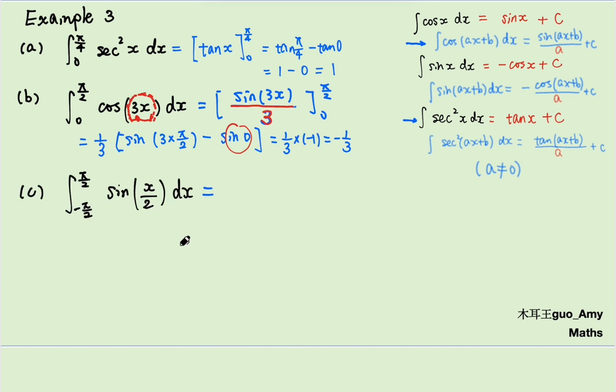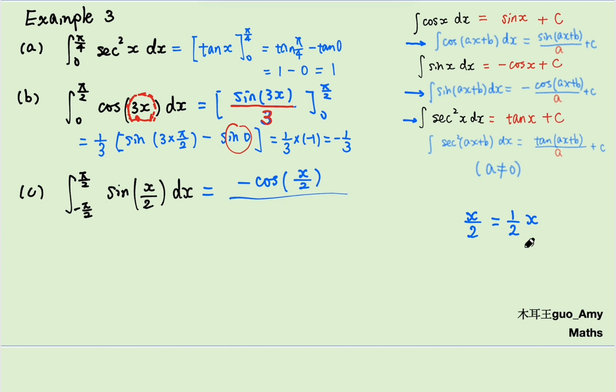Now let's move on to part C. We have sine x over 2 as the integrand. This one is not the basic form of the second formula. It is a generalized one. And the coefficient of x is a half. And we can write down x over 2 in this way. Then by using the formula sine ax plus b, we will have negative cosine. Then in the function, we just keep it.